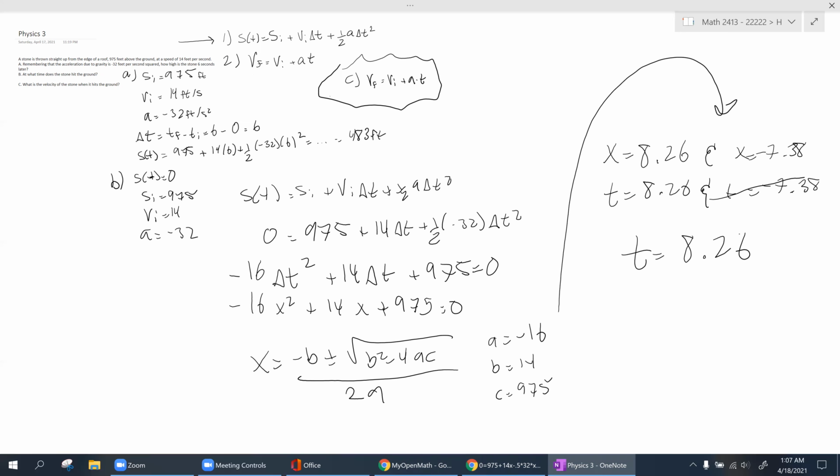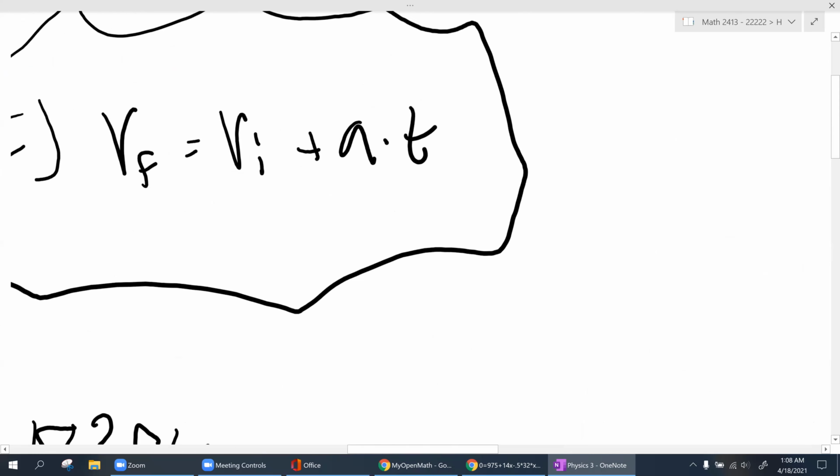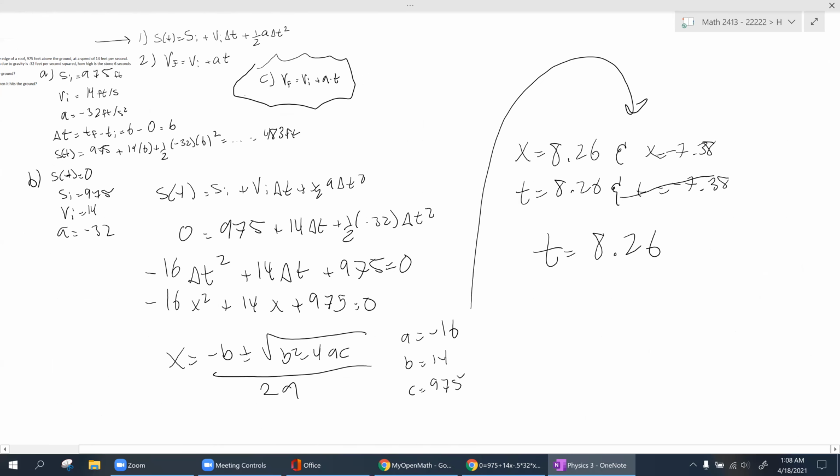Now the last part is, what is the velocity when a stone hits the ground? There's a few things you know when the stone hits the ground. You now know time at that given point. You know the position is equal to 0. So you want to use this function here, which does not depend on position. As long as you have initial velocity, your acceleration, and your time, you can find the final velocity, or vice versa. If you have the final velocity, I can tell you what initial velocity is.